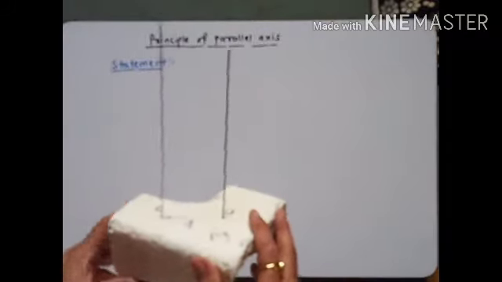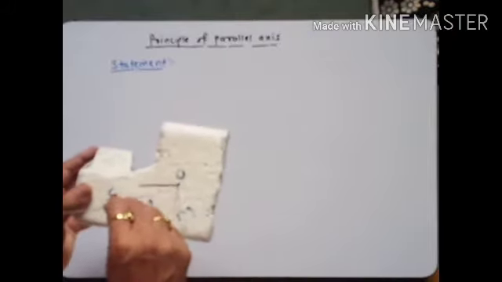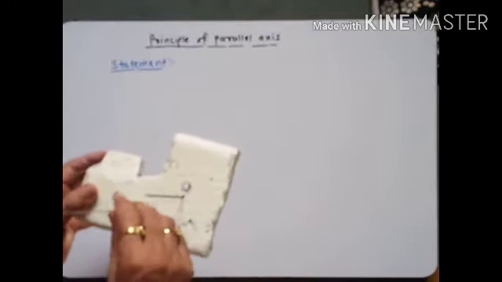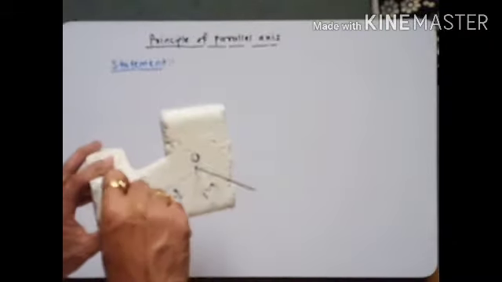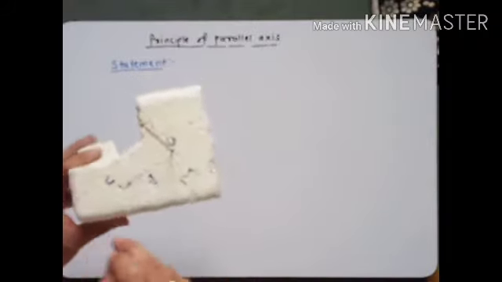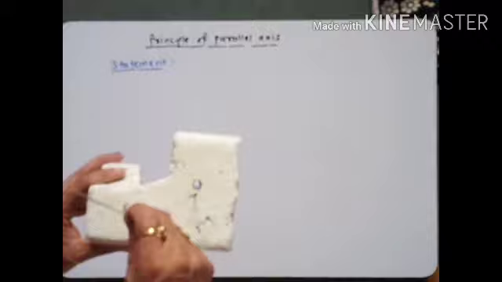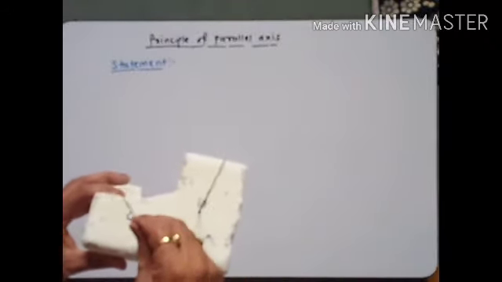Now we consider another axis which is parallel to this axis. See here, these two axes are parallel, passing also through the center of mass. Not like this, not like this. All these axes are passing through C, but they are not parallel. Only this axis is parallel. These two axes are parallel.